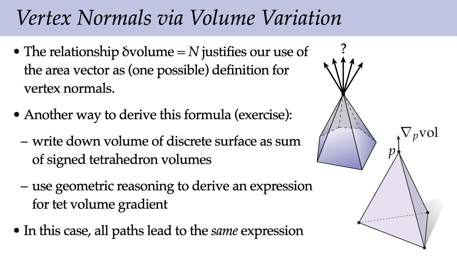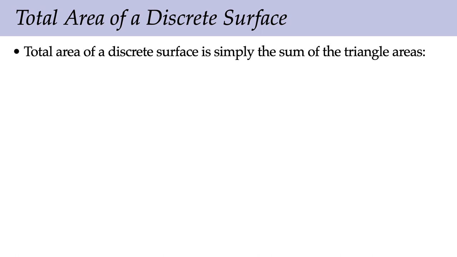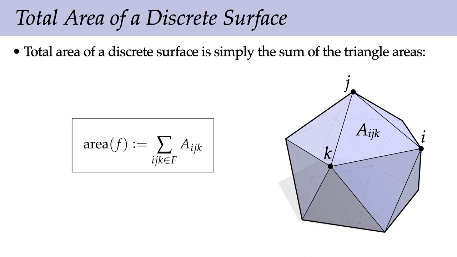Let's move on now to the second quantity in our sequence, which is surface area. So the total area of a discrete surface is nothing more than the sum of all the triangle areas. Nothing really complicated to think about here. What's the area gradient?